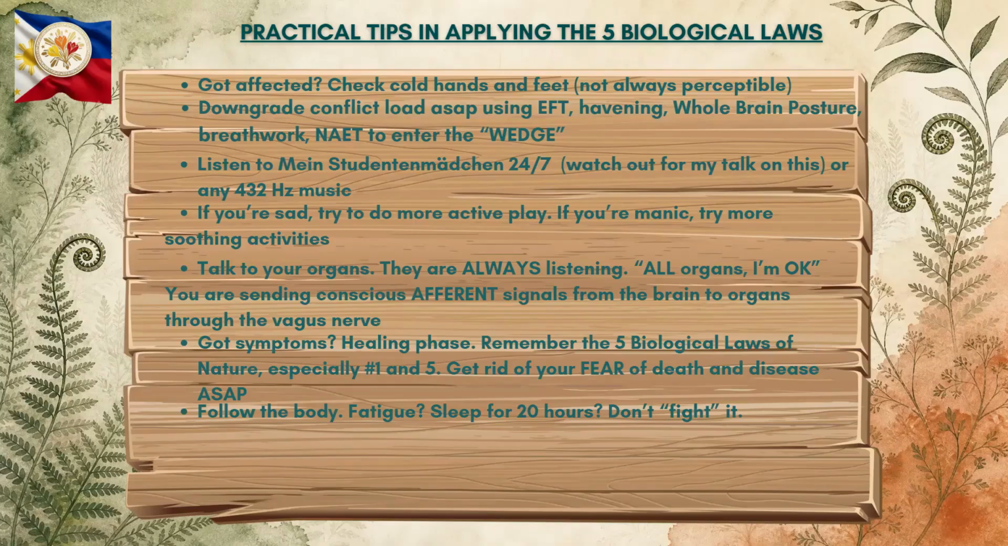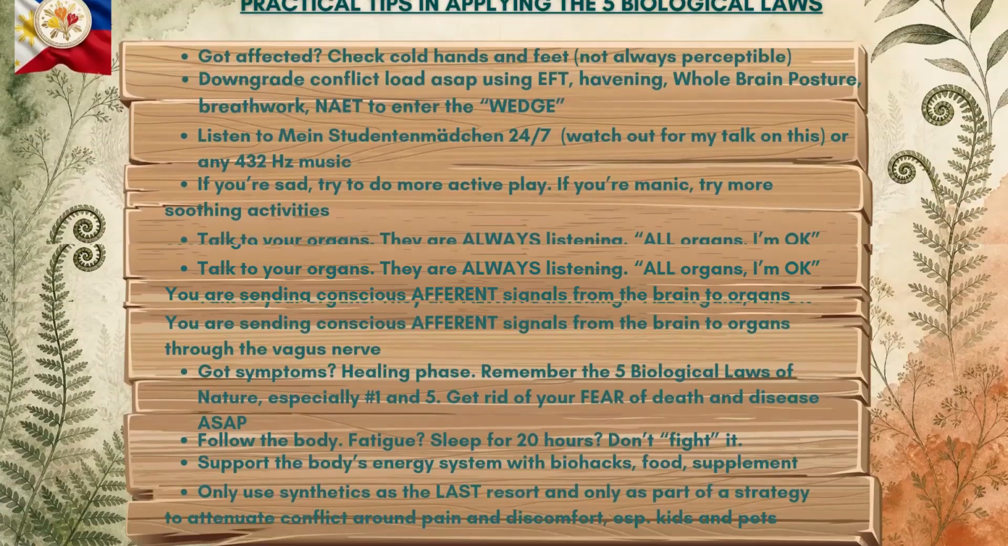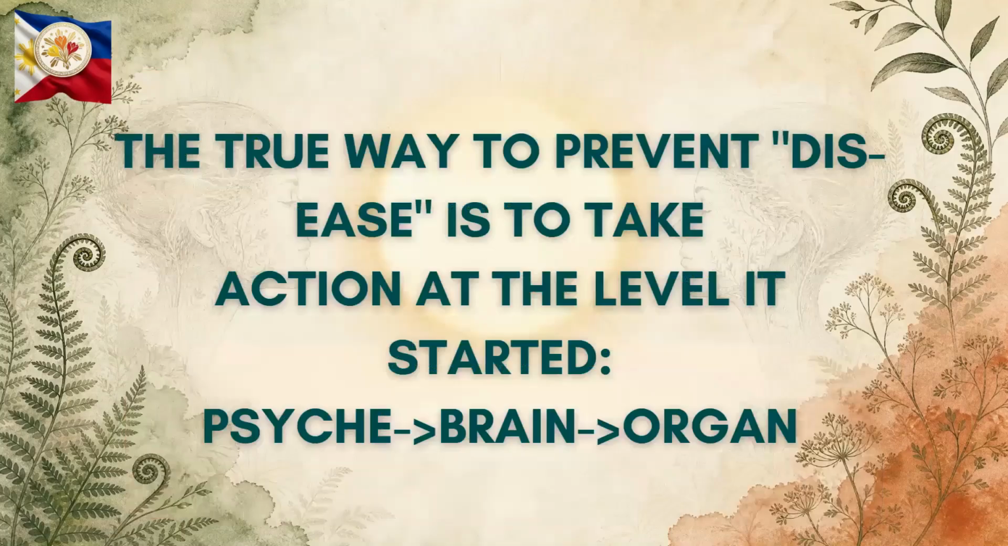Don't fight it. Support the body's energy system with biohacks, with proper food, supplementation, hydration, going out in the sun, and spending time in the ocean or in the forest. What we know, however, the true way to prevent disease is to take action at the level that it started, psyche, brain, organ. To have this level of awareness and to have felt awareness, to know that I have cold hands and feet, I'm conflict active. What can I do to downgrade it right now?